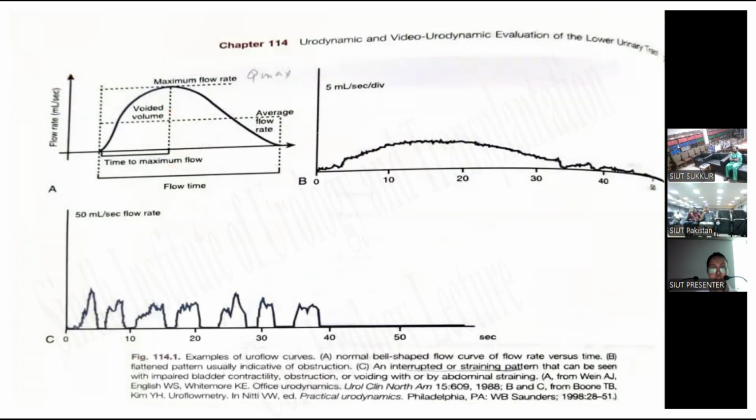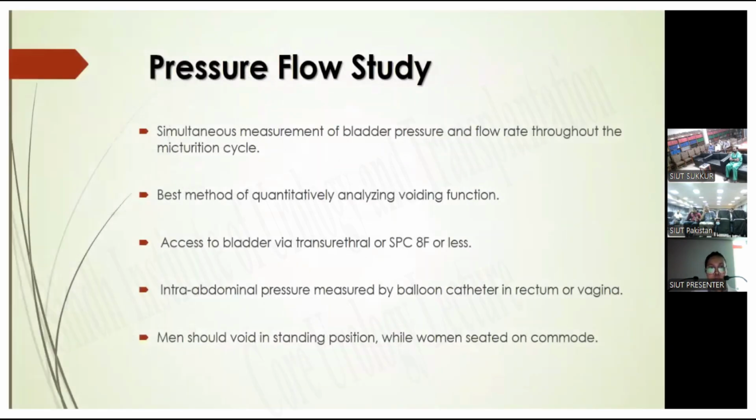These are some abnormalities of this UFM. This is a normal graph. This is the obstructive picture, in which we can appreciate that pressure is not that much and urine volume is empty till 40 ml, 40 seconds, 50 seconds, slowly and gradually. This third graph is the specific interrupted or straining pattern, which we see normally in a BPH patient, a large prostate patient. Now move towards the pressure flow study.